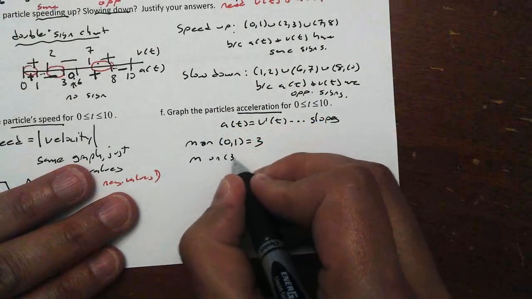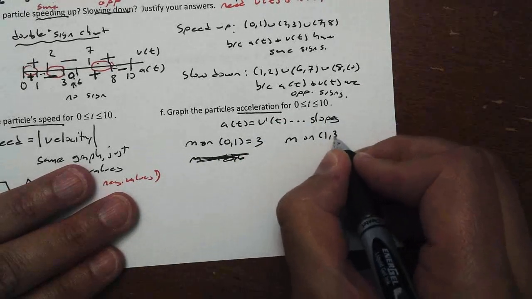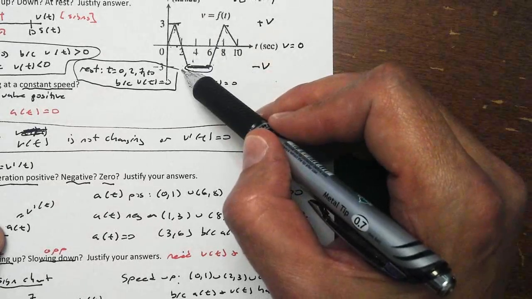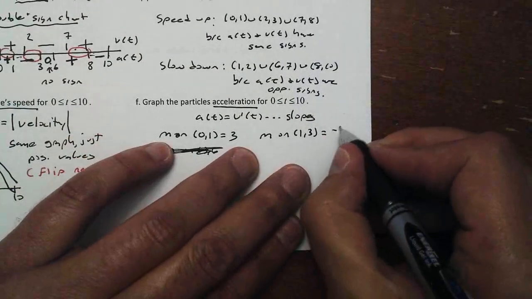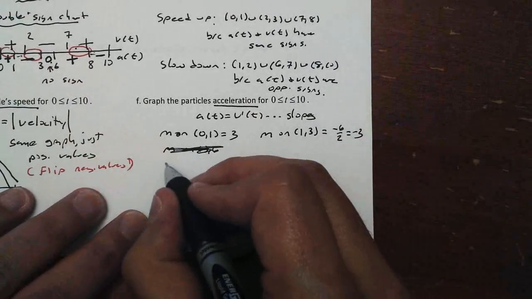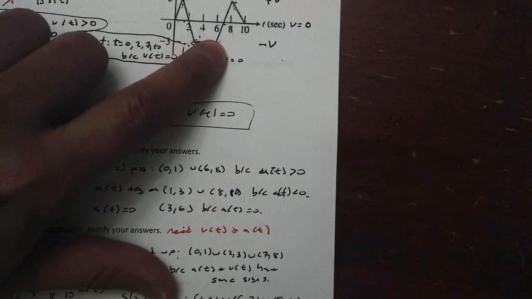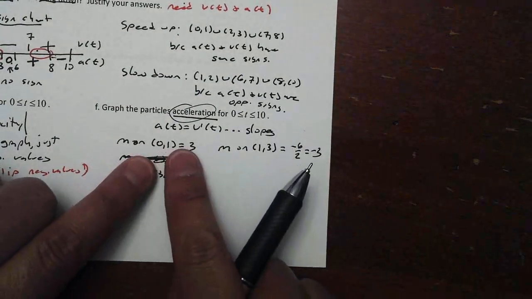The slope on 3 to 6, sorry, let me fix that. The slope on 1 to 3, there we go, from 1 to 3, it looks to be going down 6 over 2. And that's going to become, so it's down 6 over 2, which is negative 3. The slope on 3 to 6, well, if I look here, go back up here, between 3 to 6, it looks to be 0. So that's our horizontal. Remember, we're looking at the acceleration, so we're looking at the slope. So between 0 and 1, the acceleration is 3.